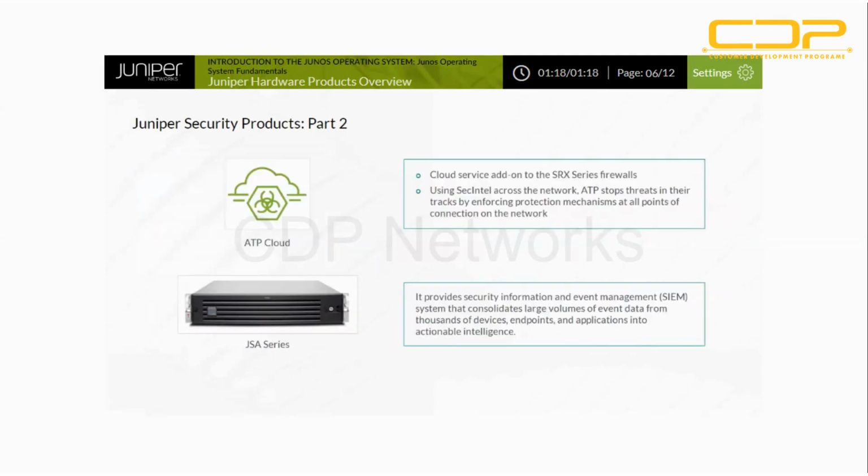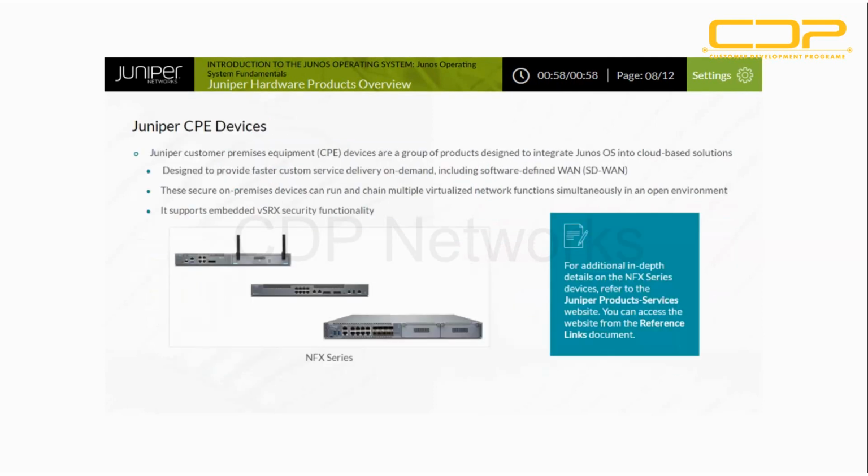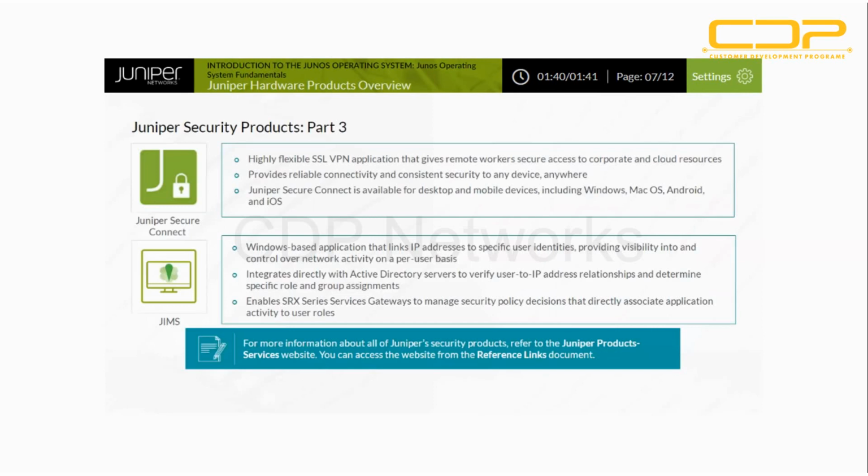Juniper security products, ATP Cloud, and JSS series. All these devices are used to secure your network, if you just consider the Juniper devices. Juniper also provides a virtualized device. You can deploy your device virtually.